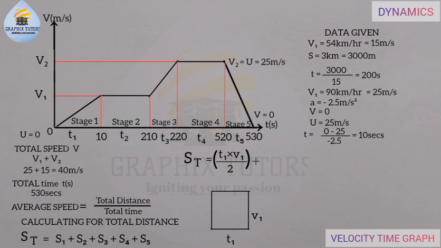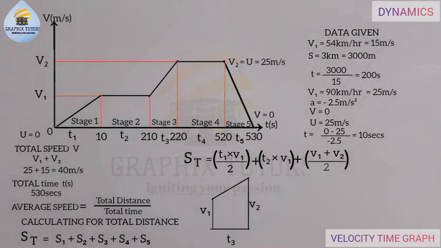Now, plus the next one, we have a rectangle, which is length times breadth. The length here is T2 and the breadth here is V1, right? So T2 times V1, plus the area of a trapezium, which is the minimum velocity plus the maximum velocity all over 2, multiplied by the time T3. Is that okay now? So that is what we have here.